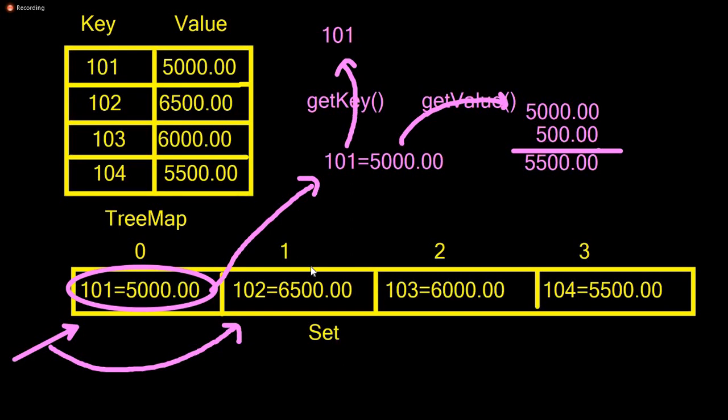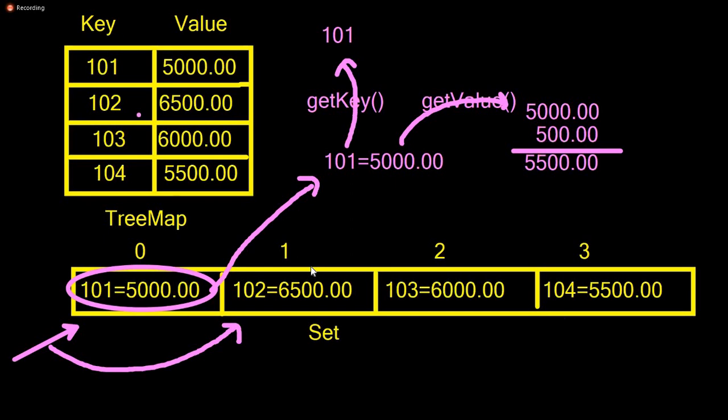So we have to convert the two-dimensional collection into a one-dimensional collection. After that, we have to iterate with the iterator. You will get a Map.Entry with that key-value pair.